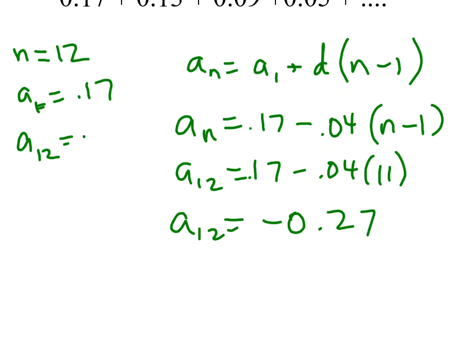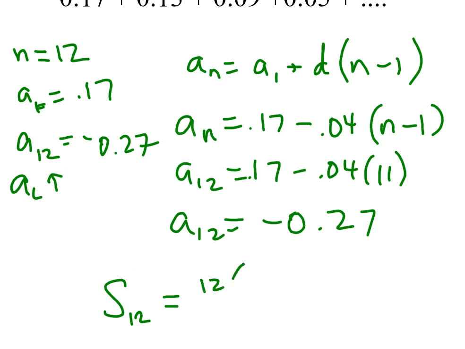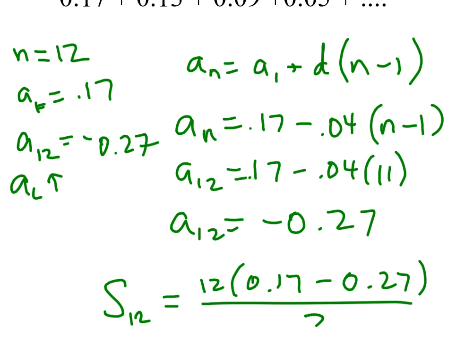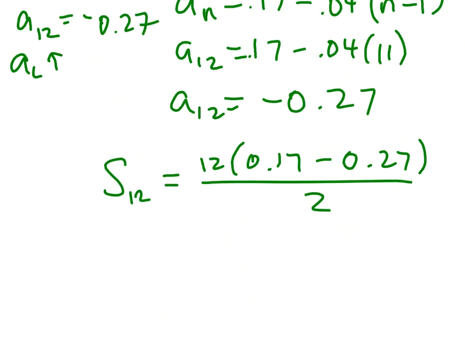So now that I have what A12 is, or that last term, that's my AL, and I wrote A12, AL on that, I can do my sum. So my sum of the first 12 terms, so that little subscript's referring to the first 12 terms, is 12 times 0.17 minus 0.27 all over 2.